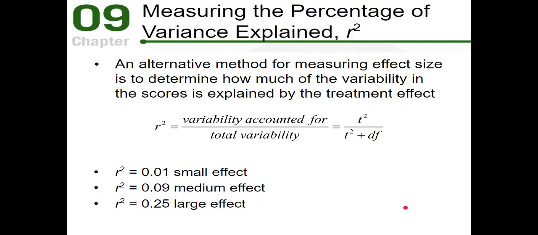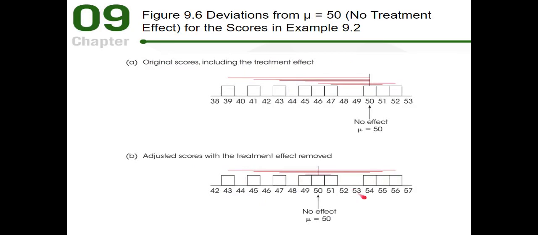We can also measure the percentage of variance that's explained using r squared, and that's an alternative method for measuring the effect size, which is used to determine how much of the variability of scores is explained by the treatment effect. So we would use this formula. We would say r squared equals the variability accounted for by the total amount of variability that exists. So we could look here in figure 9.6 and we could see those deviations when there was no treatment effect for the scores in sample 9.2.